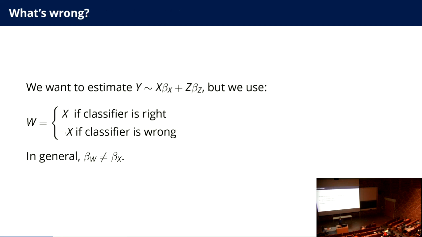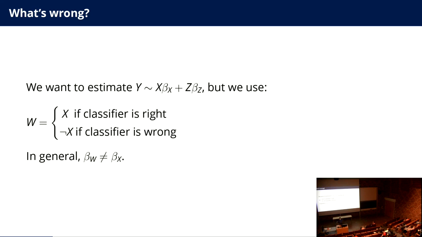Okay, but what's wrong with this is that we want to estimate a regression model, y as a function of x and z, but we don't actually get to observe x, at least not outside of our validation data, which is a small sample. But in our large sample, we don't get to observe x. Instead, we are going to use w to stand in for it, where w is equal to x if our automatic classifier is correct, but it's the opposite of x if the classifier is wrong.